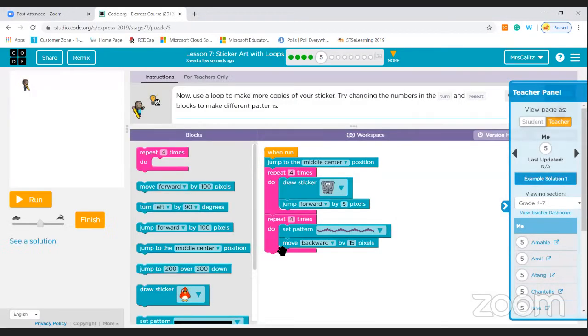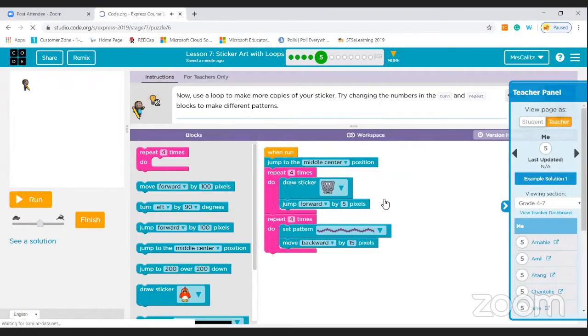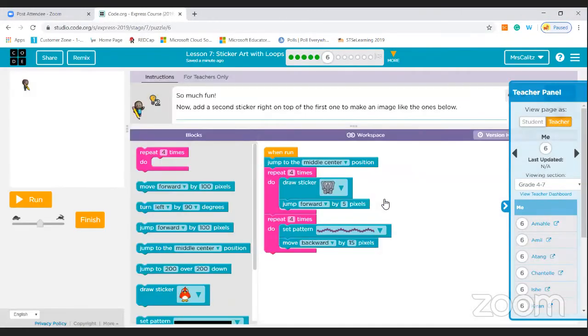Okay, let's see now. Now use a loop to make more copies of your sticker. Try changing the numbers in the turn and repeat blocks to make different patterns. That's what we just did now. So I'm going to finish this one as well because we've done this already. And now add a second sticker right on top of the first one and make the image like the ones below.